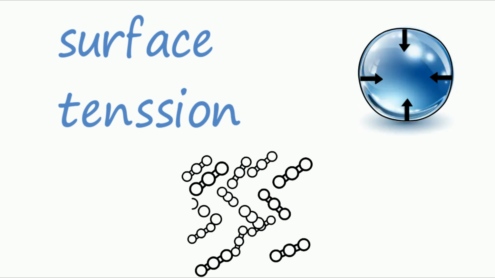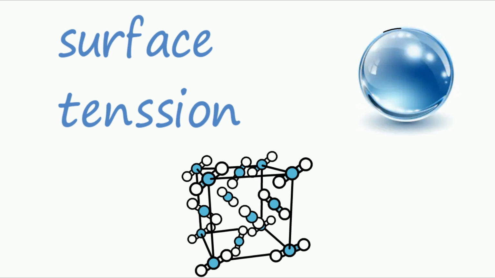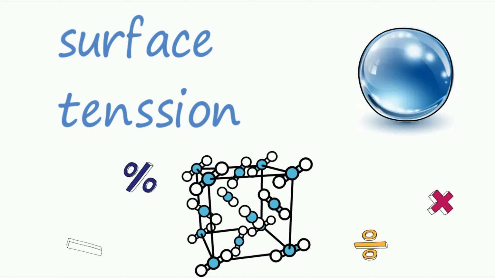The outer surface tries to be as small as possible, because the water molecules attract each other, and out of all shapes, a sphere is the one with the least surface area. And that's why water droplets are always spherical in shape. Now let's try to explain this mathematically.